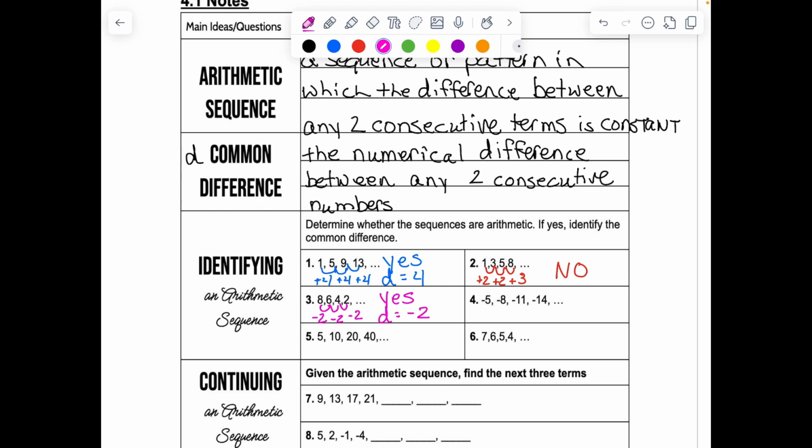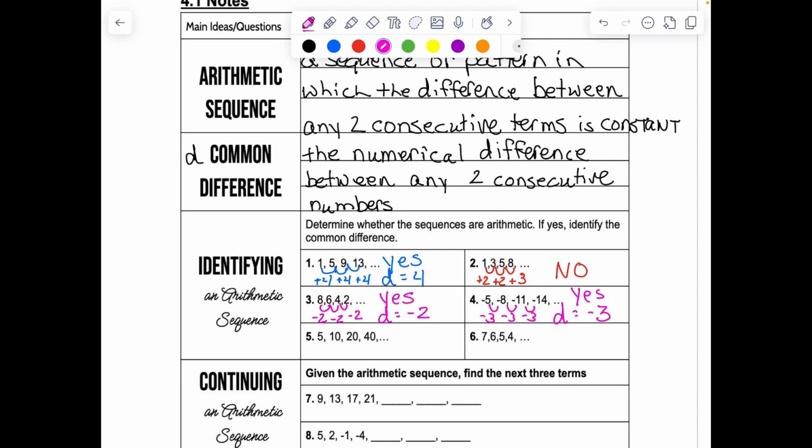Okay, number 4, hit pause. Take a look at that one and determine what the common difference is, if there is one, and then if it's an arithmetic sequence or not. Okay, so for number 4, you should have noticed you're subtracting 3 every time. So yes, this is an arithmetic sequence. My common difference is negative 3.